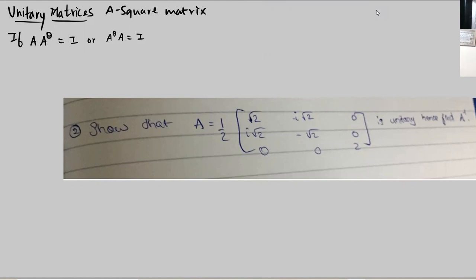Yes. So now using this property, we can find A inverse. So first we'll write the given matrices. They have given us A equal to half, root 2, minus I into root 2, 0, I root 2, then minus root 2, and again 0, 0, 0, and then 2.